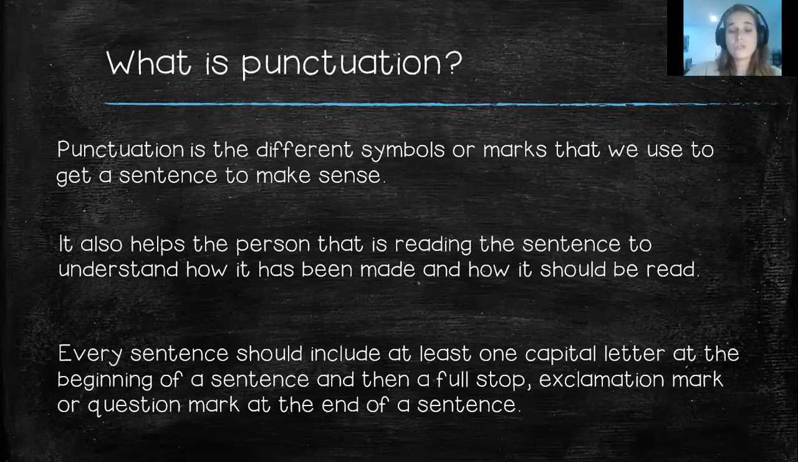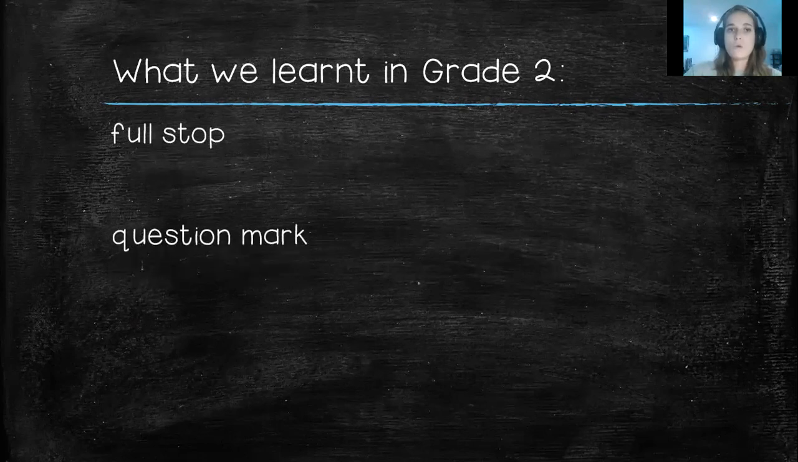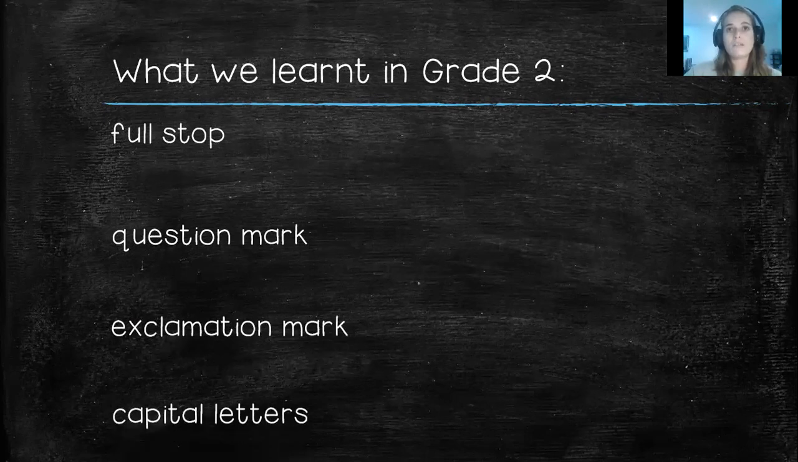So every sentence should include at least one capital letter. Why I say at least one is because every sentence always starts with a capital letter. Then we have either a full stop, an exclamation mark, or a question mark at the end of our sentence. So punctuation can be found everywhere: at the beginning, at the end, but also in the middle of a sentence. What we learned in grade 1 is our full stop, question mark, exclamation mark, and our capital letters.